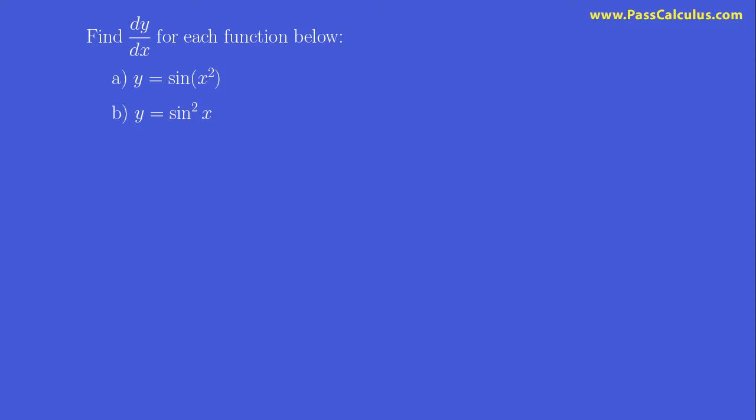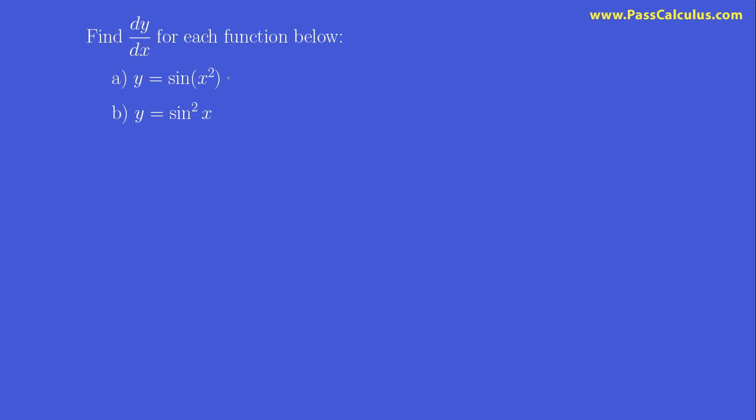So a lot of times I like to use the prime notation, but we also have to get used to using the dy dx notation. So let's practice a little bit with that notation. For this question, we need to differentiate two different functions. They kind of look the same, but they are very different. And I just want to make sure you understand why.